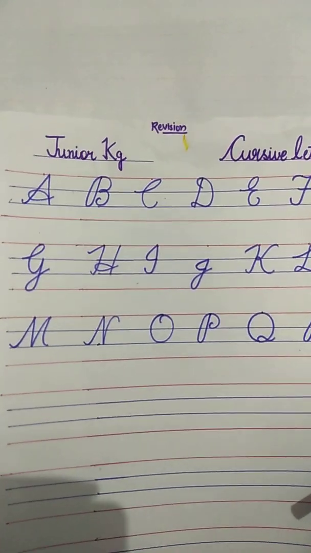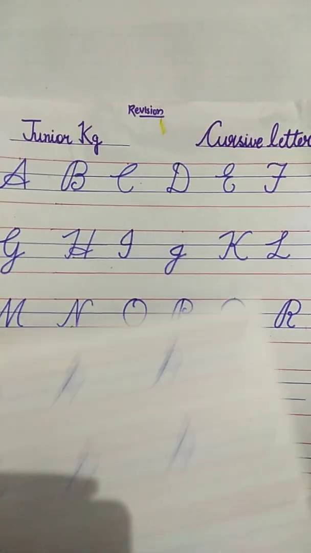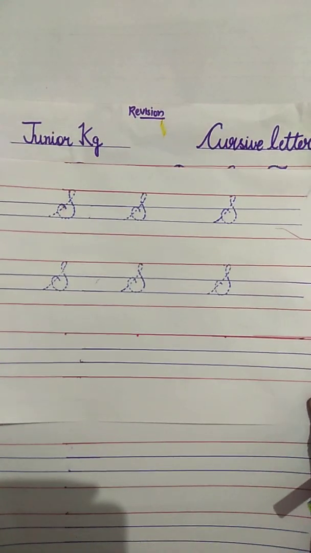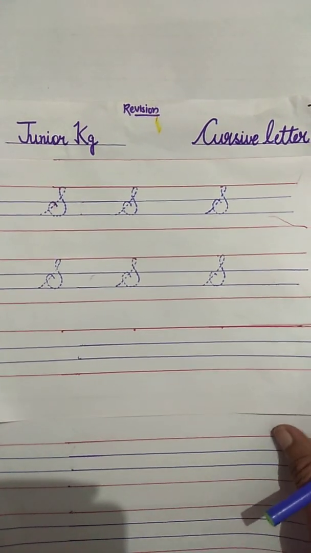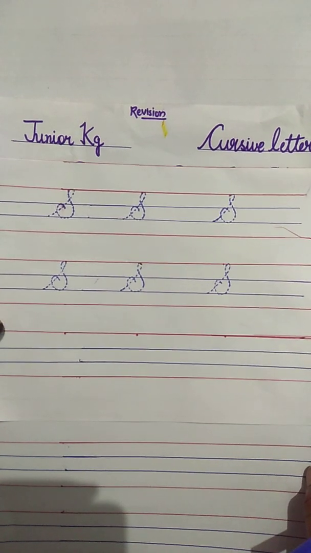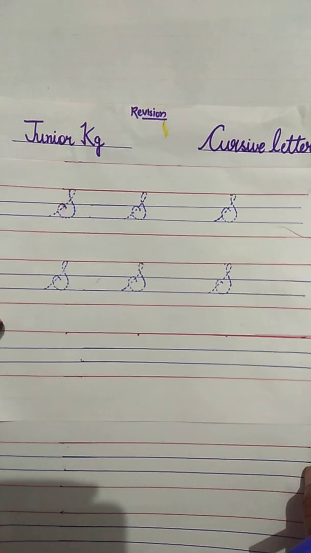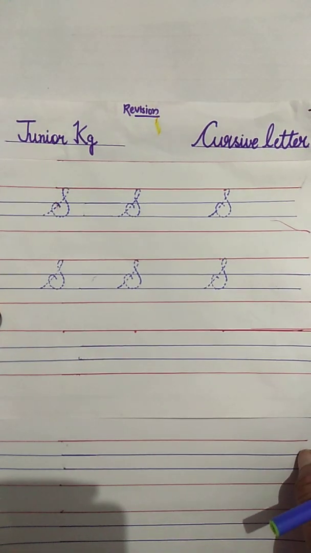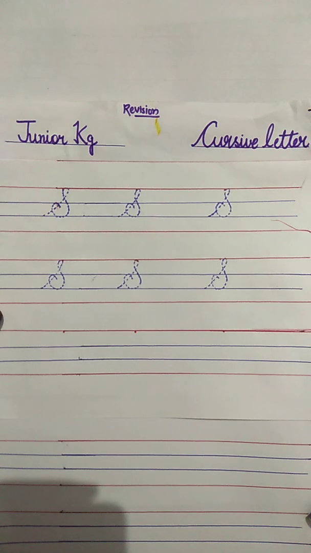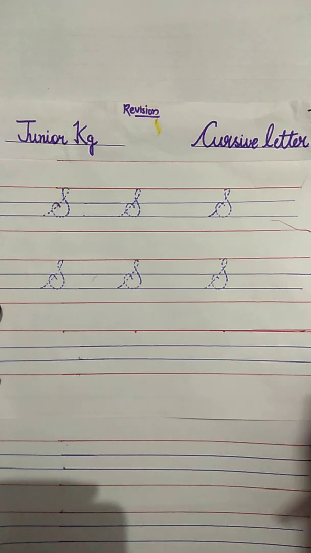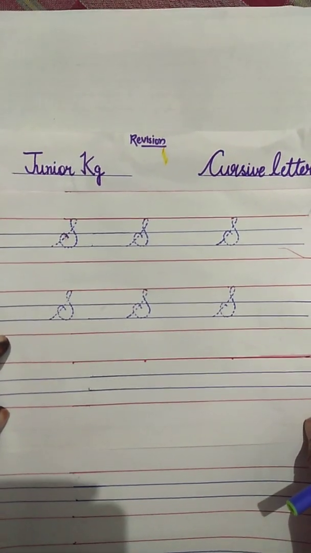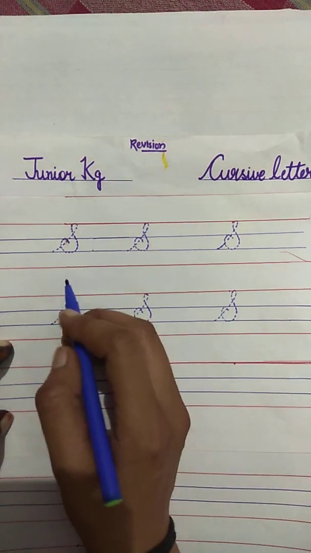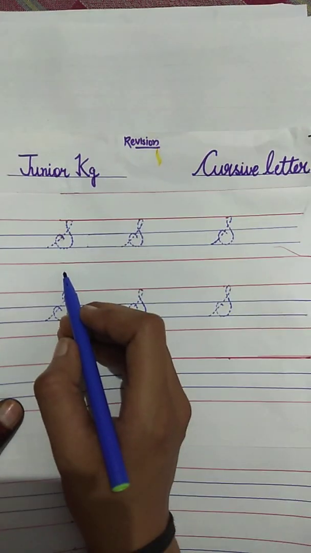Now tell me the next letter. R for rabbit के बाद next letter क्या आता है children? S. S for sailor. Now what you have to do? You have to match the dots and draw the letter S. Cursive letter S draw करना है. Now you have to speak with me. S for sailor. The spelling of sailor is S-A-I-L-O-R. Sailor. See here.